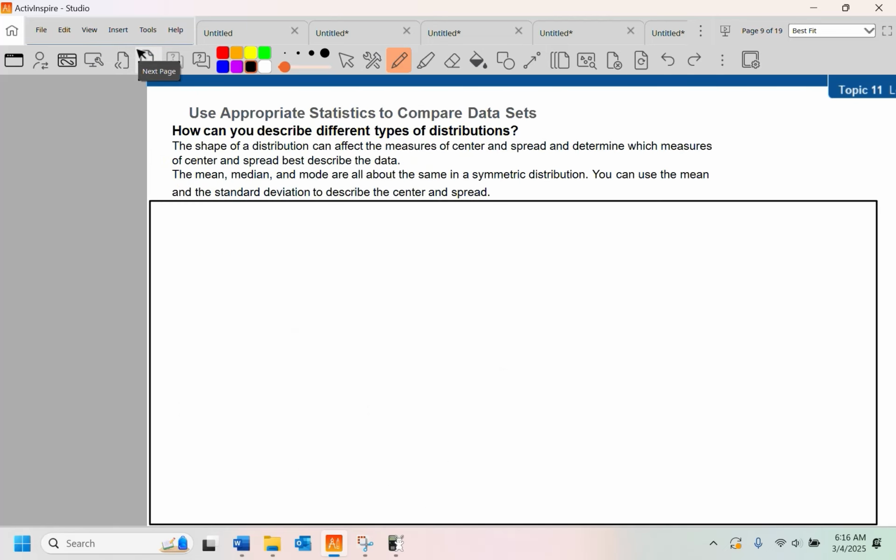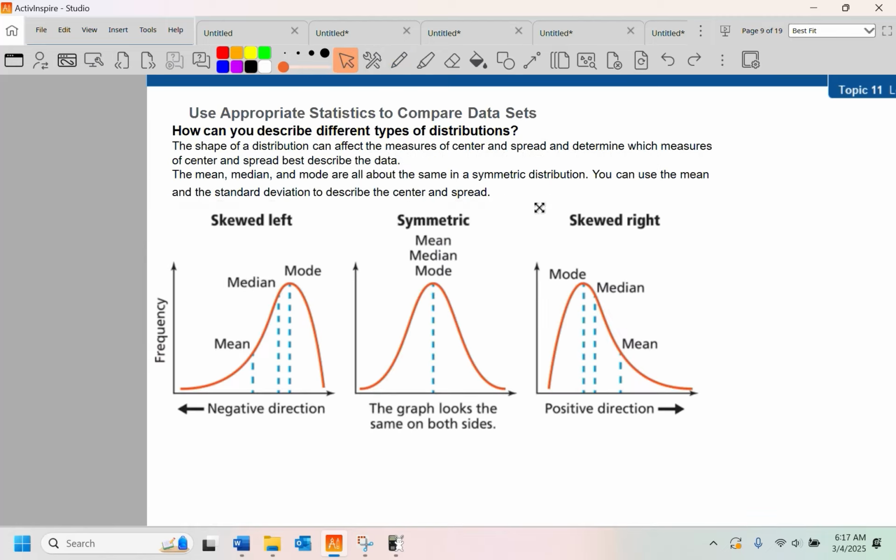How can you describe different types of distributions? The shape of a distribution can affect the measures of center and spread and determine which measures of center and spread best describe the data. The mean, median, and mode are all about the same in a symmetric distribution. And you can use either one of the three, but normally you would use the mean, what we call standard deviation. So here's your three different types, and you should definitely be drawing these. Guess I need to put a note there. You need to draw these.